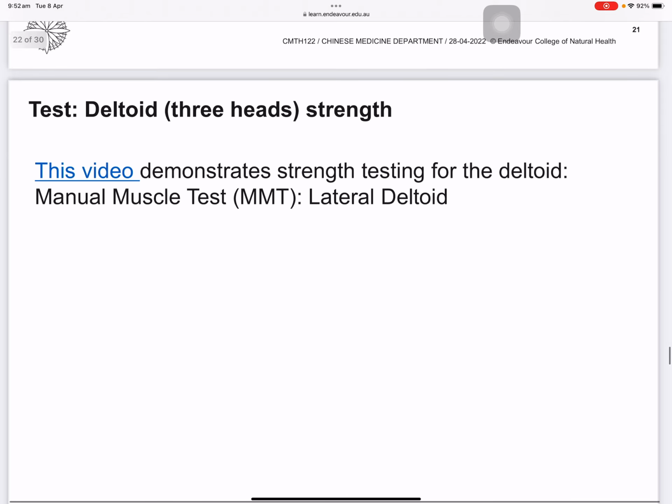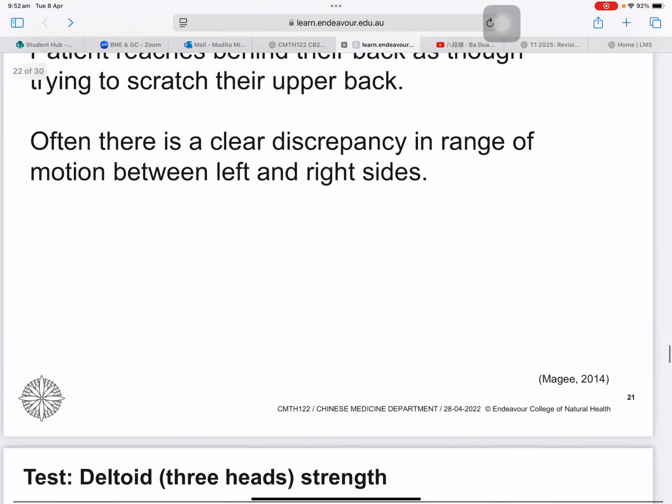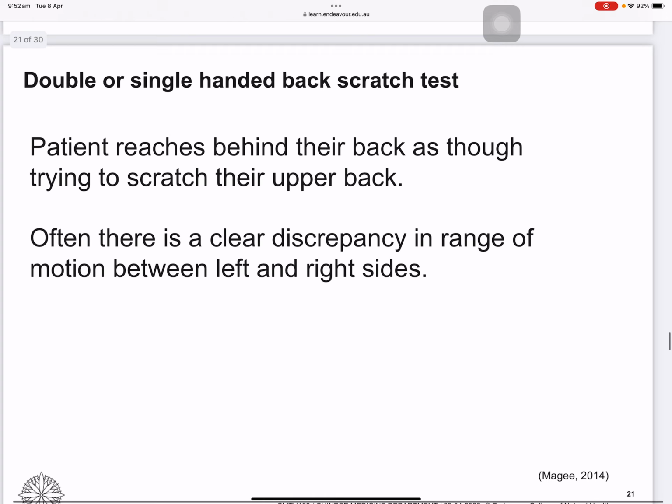This video, deltoid. Deltoids. Which was anterior deltoid. Anterior deltoid. Posterior.